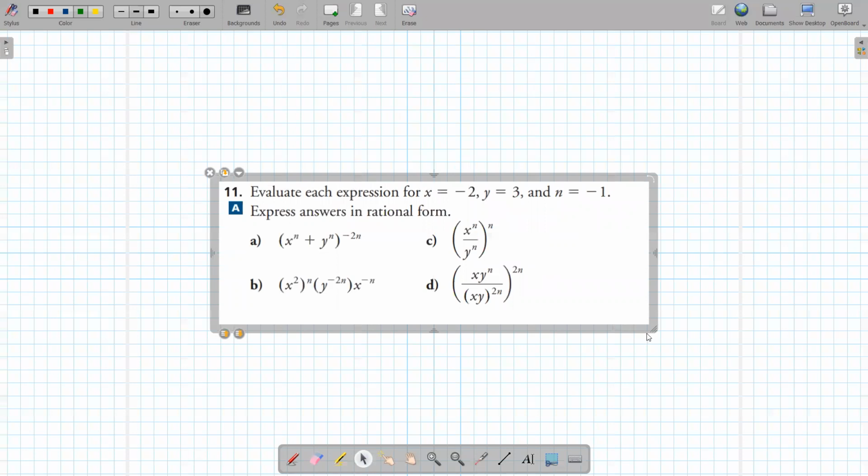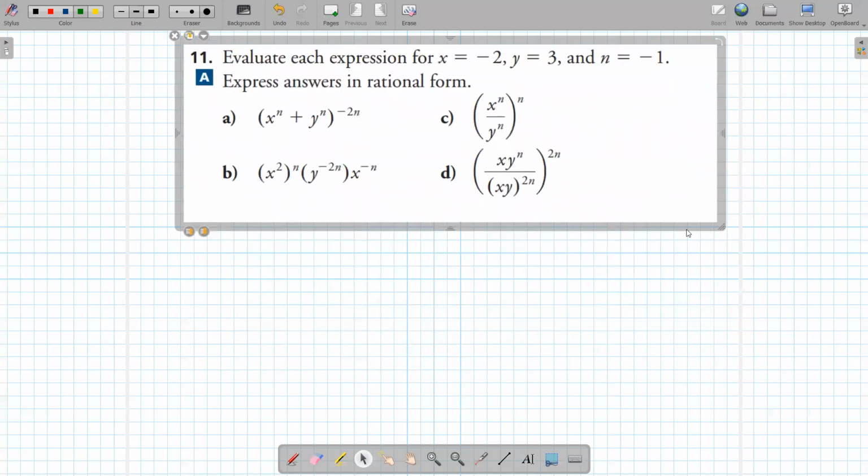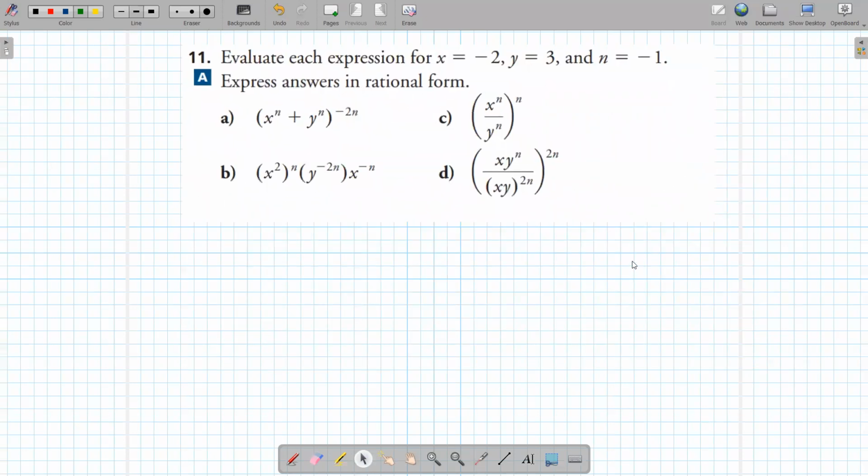Let's start with A. Step 1. If you can, before even putting the numbers in, clean it up, like simplify it before, because we're first going to simplify these, and then we're going to chuck the numbers in. Look at A. Is that simplifiable? Can we do anything with that?